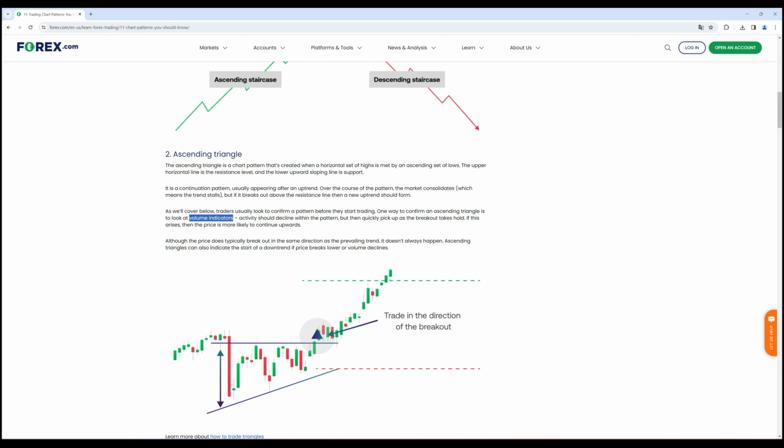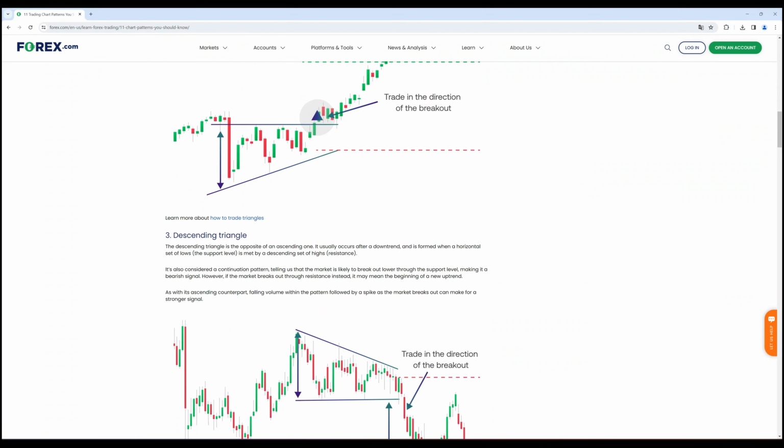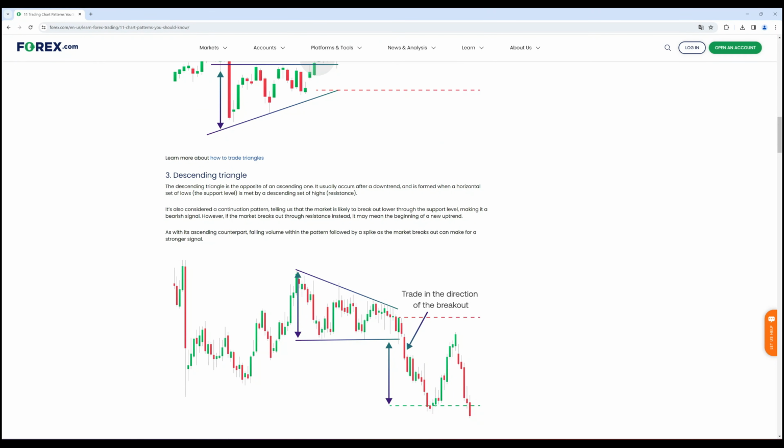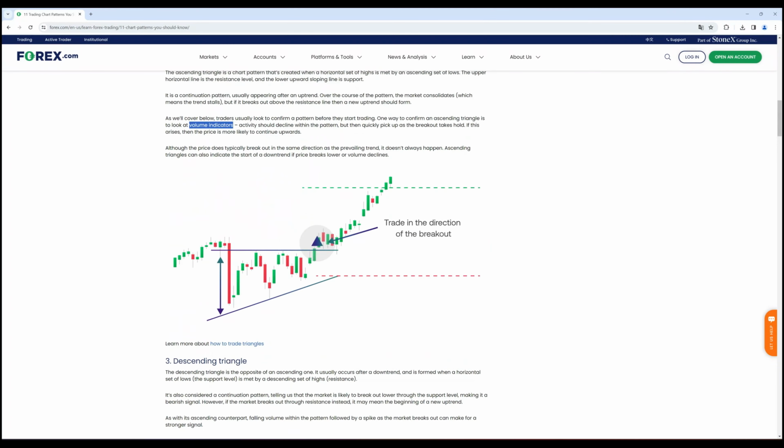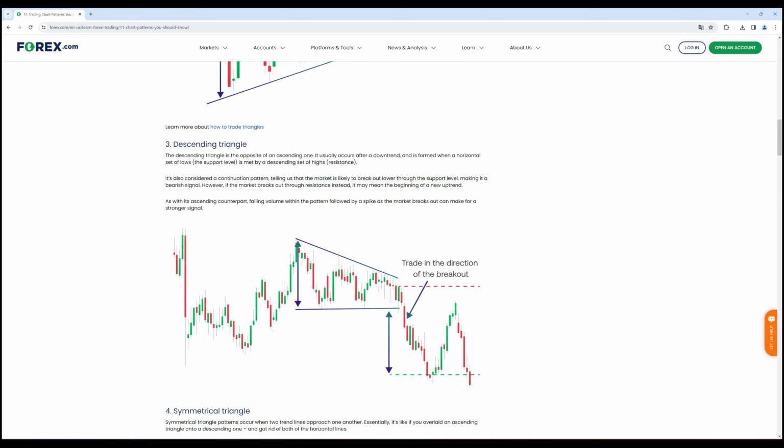Ascending triangles can indicate the start of a new downtrend if price breaks lower or the volume, as we say, volume indicators is very important, declines. And as you can see with the descending triangle, this is very similar to the ascending triangle, just the opposite version of it. The descending triangle is pretty much the opposite of the ascending one.